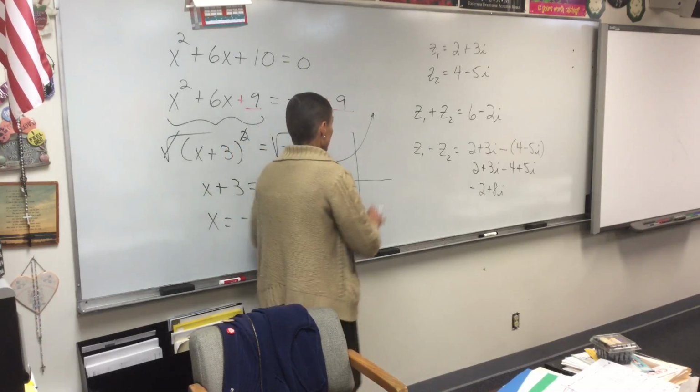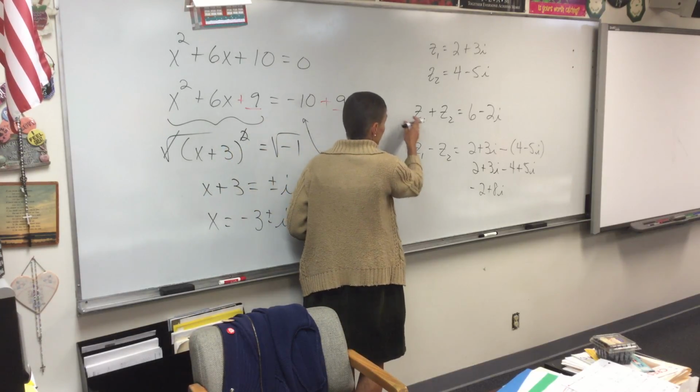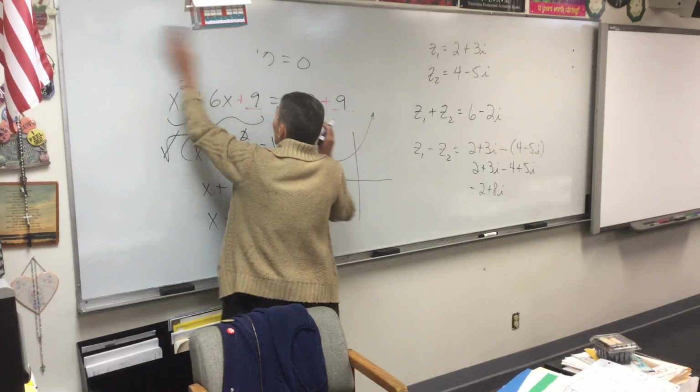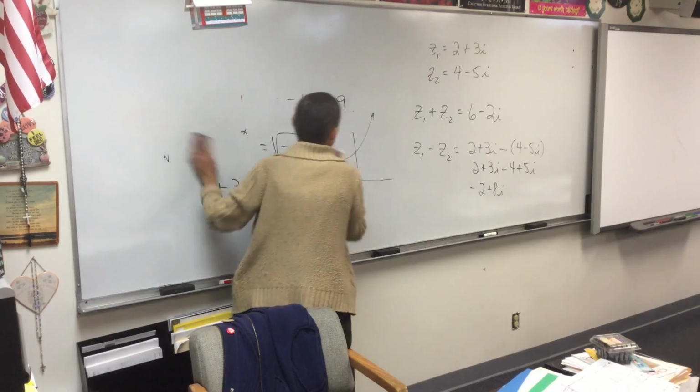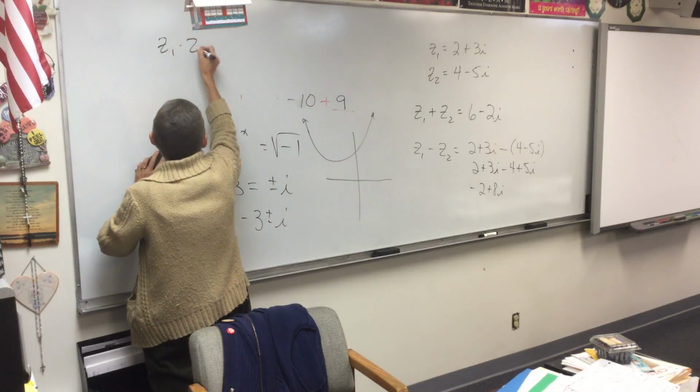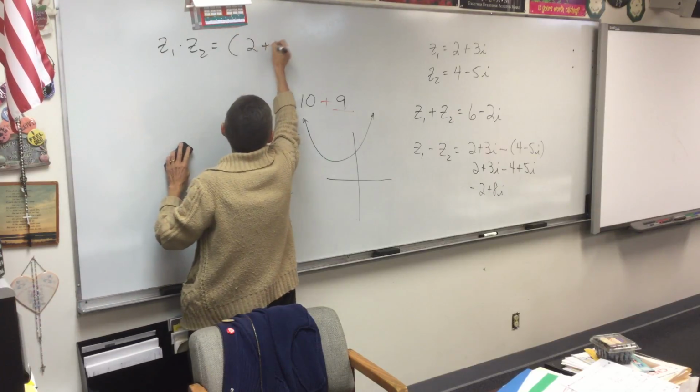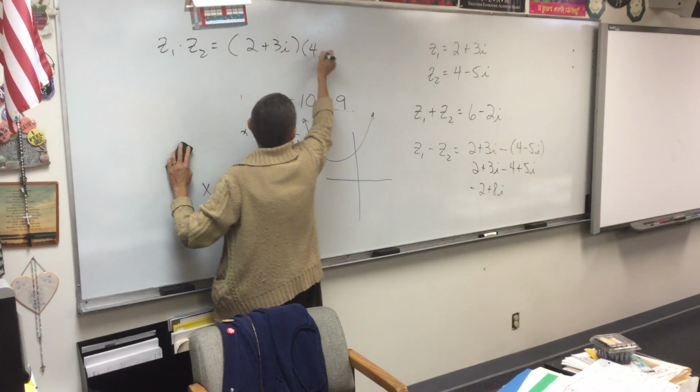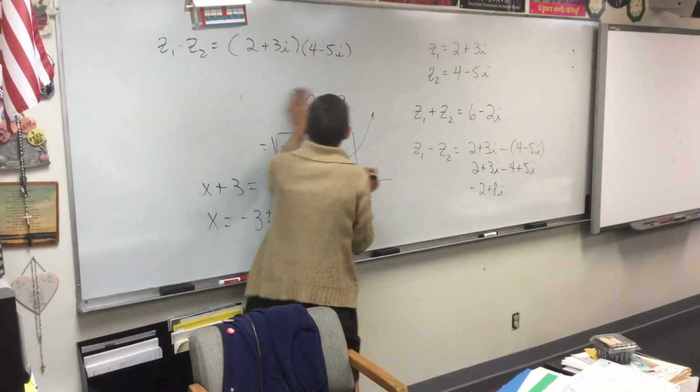Now what about multiplication? Here's the addition, here's the subtraction. What do we do for multiplication? So that would be (2 + 3i) times (4 - 5i). Okay, what would that be?